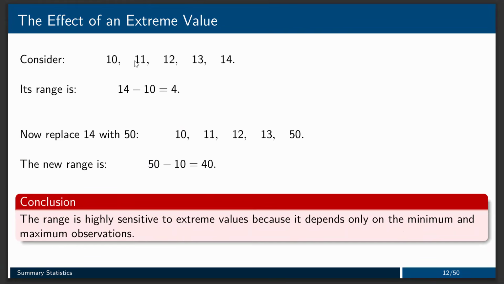Now consider 10, 11, 12, 13, and 14. Its range is 14 minus 10 equals 4. Replace 14 with 50, okay? So the last number here, we are changing it to 50. The new range is 50 minus 10 equals 40. Therefore, the range is very sensitive to extreme values because its value depends on the minimum and the maximum observations. As soon as we change the maximum value to a much bigger number, the range also changes.